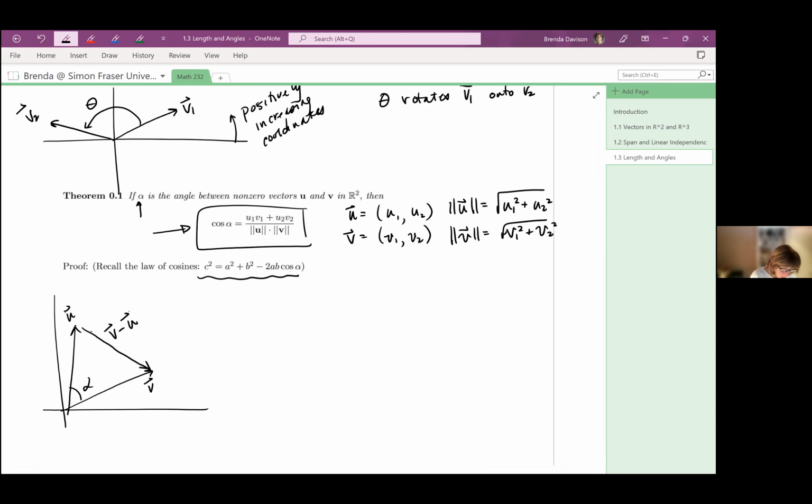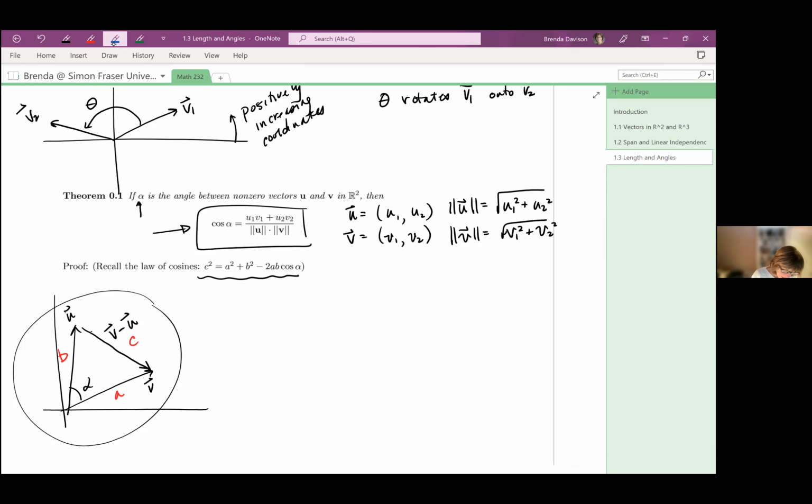Okay, so what we're doing here is we're going to apply the law of cosines to this diagram. That is telling us that this thing here, let me just change colors, is being associated with C, and then this one's being B, and this is A, and that is B. Okay, so that's how we're thinking of this here.